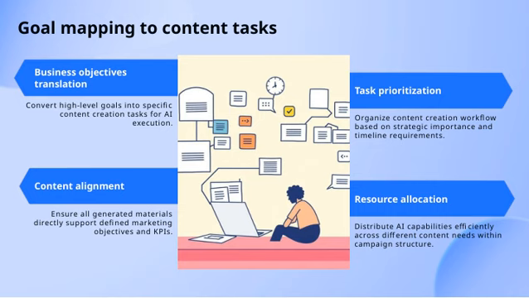Then there's task prioritization. Organizing our workflow based on what's most strategically important and what deadlines we have helps keep the process smooth and efficient. It's about working smarter, not just harder. Finally, resource allocation plays a key role. Distributing our AI capabilities wisely across different content needs ensures that we maximize efficiency within our campaign structure. By aligning tasks, priorities, and resources, we create a cohesive and effective content strategy that drives results.